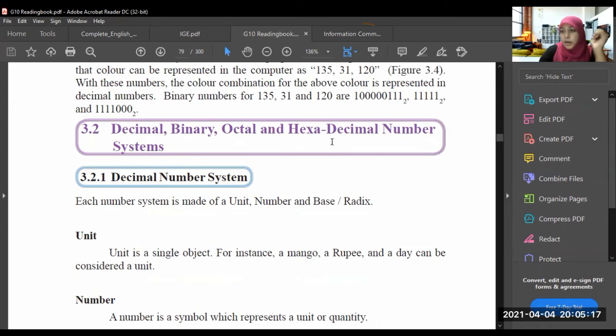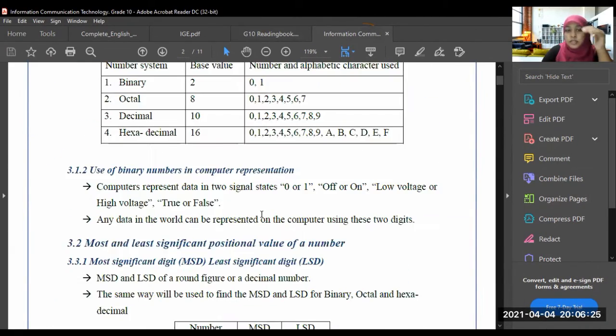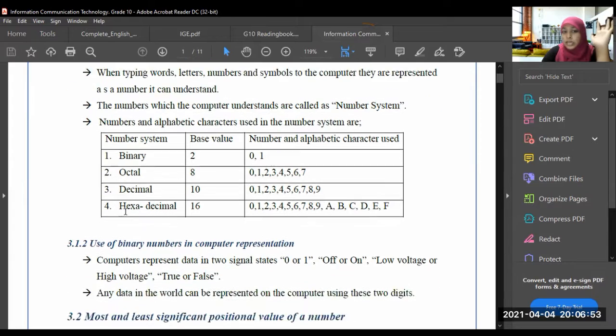So this is the main part of the chapter. For example, today at the first point we learned the number system, right? When typing words, letters, numbers and symbols to the computer, they are represented as numbers it can understand. Second, the numbers which the computer understands are called the number system. Numbers and alphabetic characters used in the number system are as we learned. So these things are learned today.